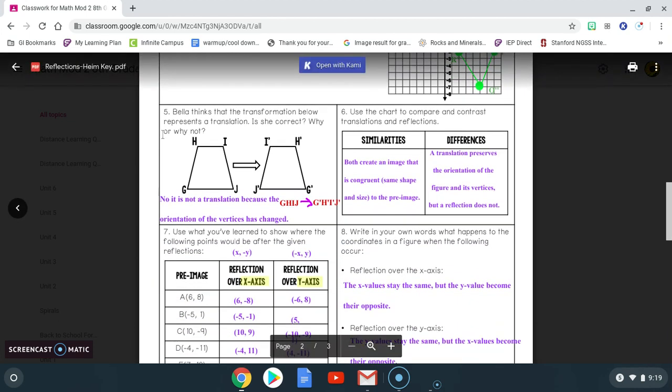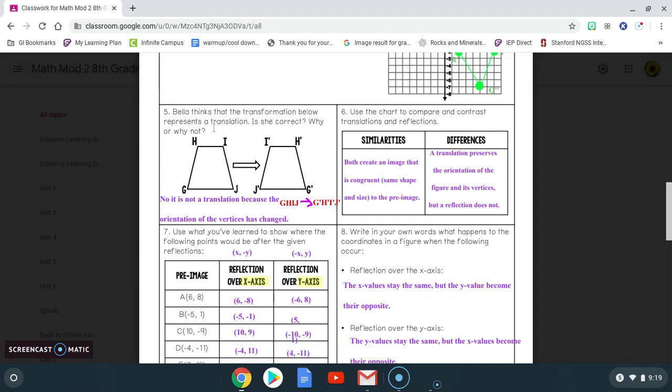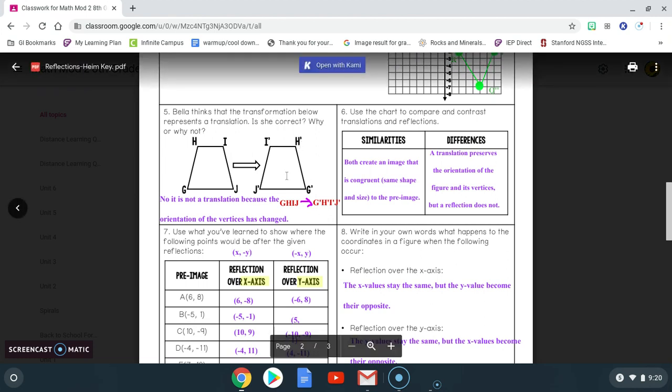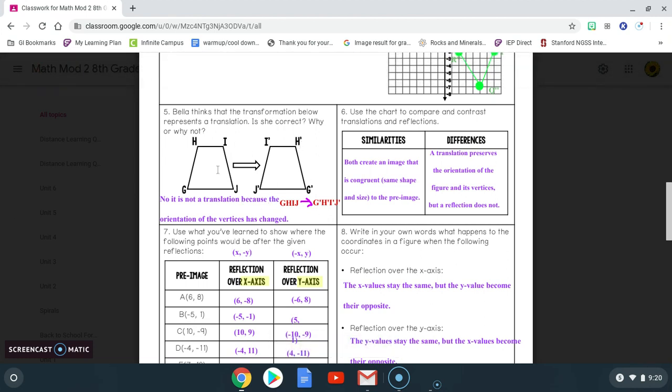For number 5, Bella thinks that the transformation below represents a translation. Is she correct? Why or why not? So it went G-H-I-J, G-J-I-H. So it's not a translation because these vertices changed. What that means is wherever you start, if you start here and you're going clockwise, they need to be in the same order. So G-H-I-J, but it's J-I-H. So this is not a translation because those vertices would have been the same. It's a reflection, okay?